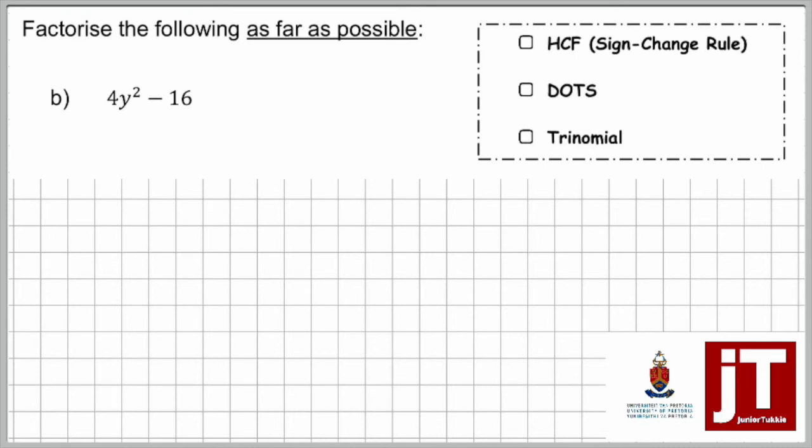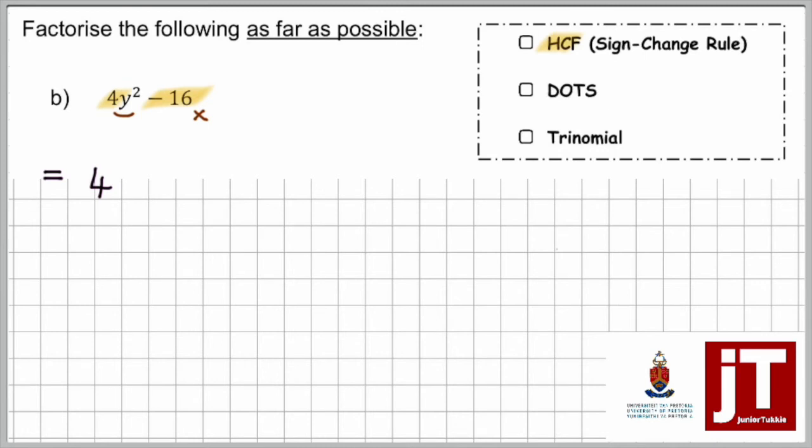And as always, we start by looking for a highest common factor. We have a coefficient of 4 and a constant of negative 16. Both of these numbers are divisible by 4, so at least we have a number as part of our highest common factor. Now the first term contains a y, but the second term does not contain a y. Therefore, we know that y will not be part of the highest common factor. So we start off by writing down the highest common factor, which is 4, because 4 and 16 are both divisible by 4.